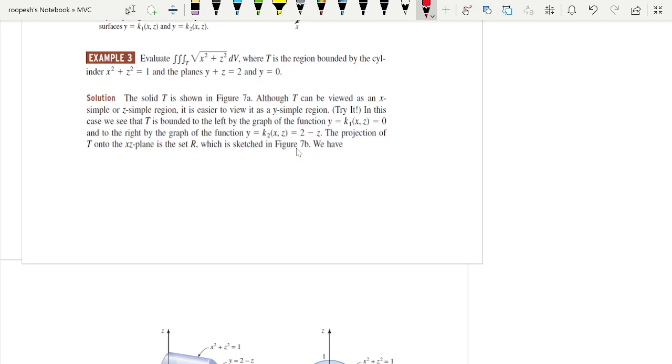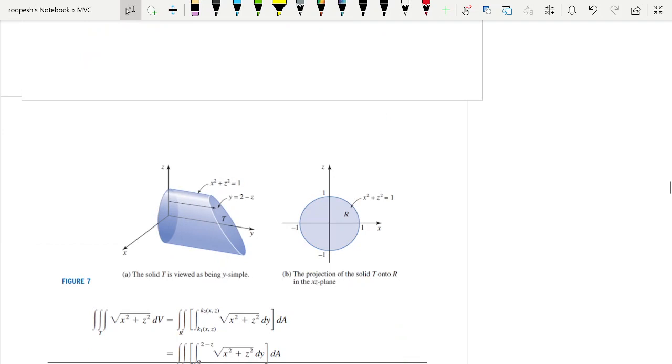Y equal to 0 means nothing but the x-axis. Then y plus z equal to 2 means it's coming like this. See, the solid T is viewed as being y symbol, so it's given like this, and its cross section when you are taking it in the xz plane should be a circle like this. Now how to calculate this one?